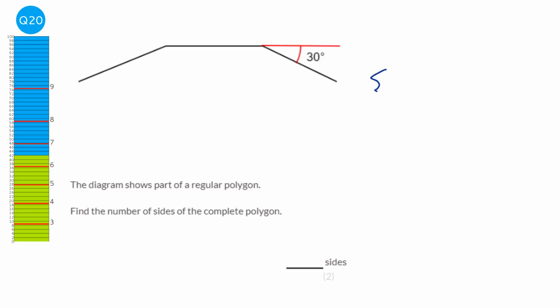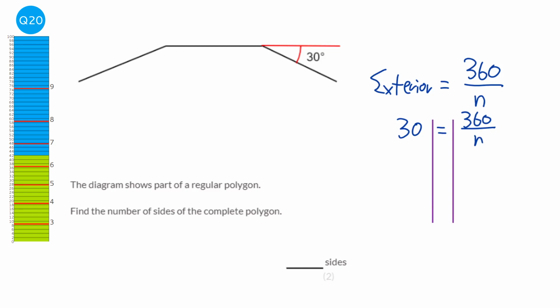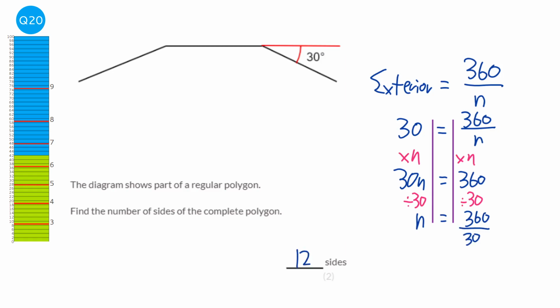The formula for an exterior angle for a regular polygon is 360 divided by the number of sides. Now here we're given the fact that the exterior angle is 30, and we're looking for n, so we just need to rearrange the equation. We can times both sides by n, and then divide both sides by 30. And so we've got n equals 360 divided by 30. And when you do 360 divided by 30, we get the answer of 12. So it's a 12-sided shape.